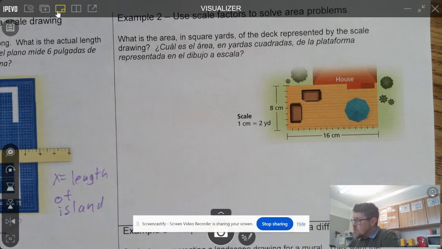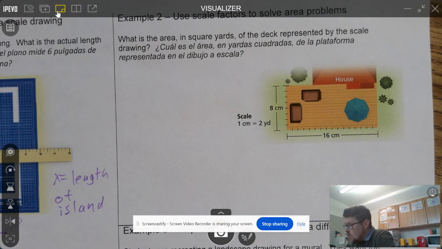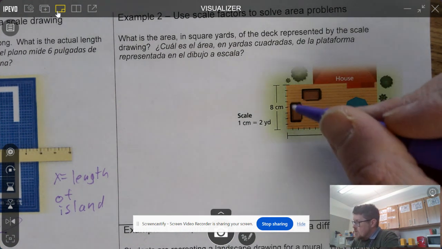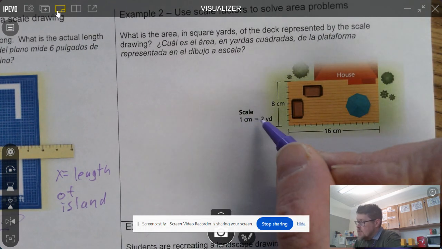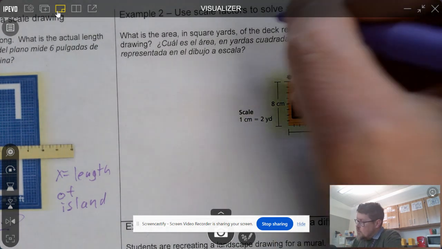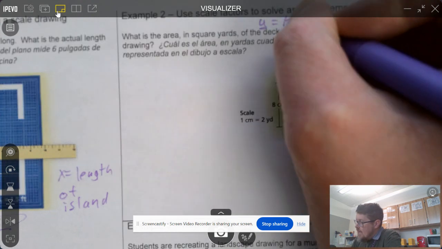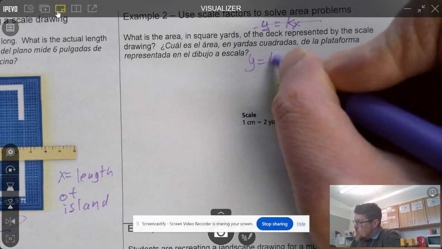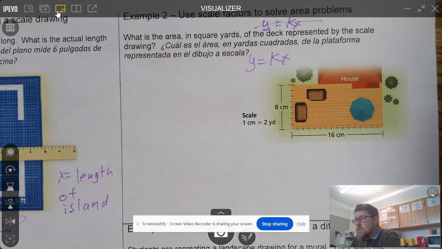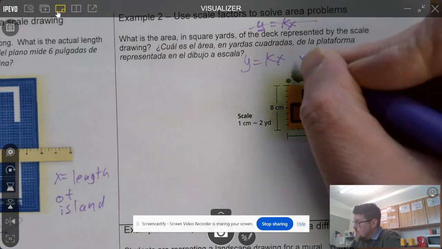What is the area in square yards of the deck represented by this scale drawing? So we have 8 centimeters on the drawing and 16 centimeters this way, and the scale is 1 centimeter per 2 yards. So the equation we're going to use for this is y equals kx, and this just represents a proportional relationship.